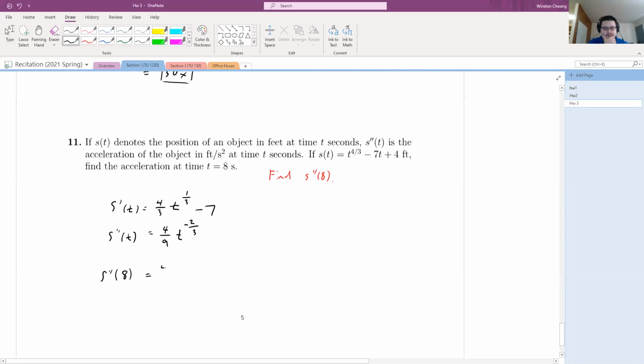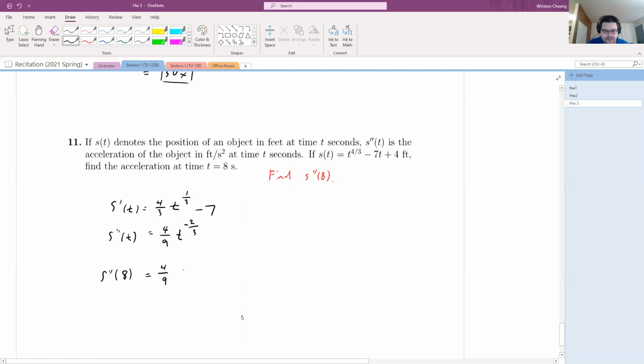So maybe the next question is, how do you actually evaluate this at 8? What I would do is take the radical first, right? This 3 in the denominator of the exponent is actually a cube root. So I would interpret this as taking the cube root and then taking it to the negative second power, which you should know means you square it and it goes in the denominator.